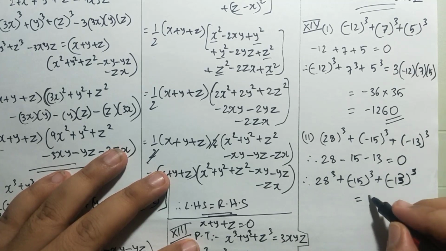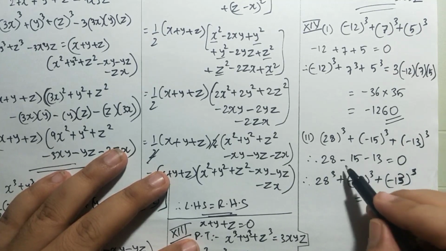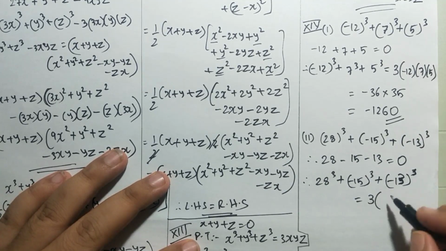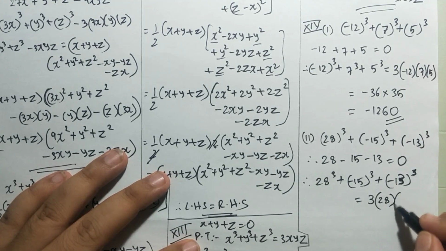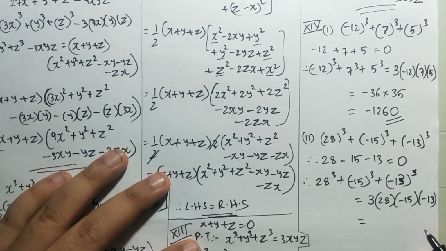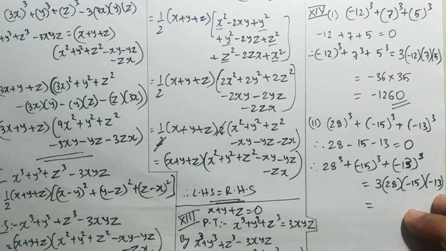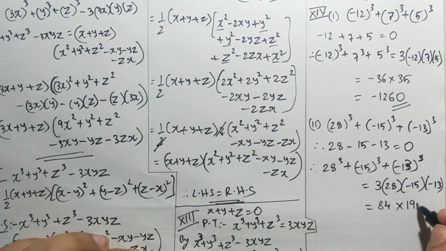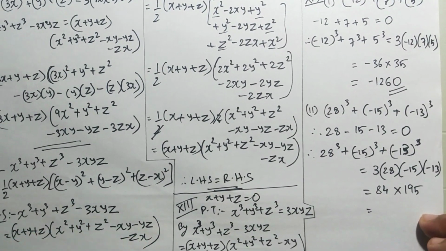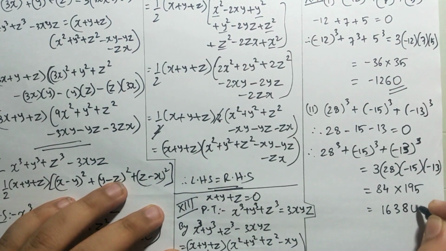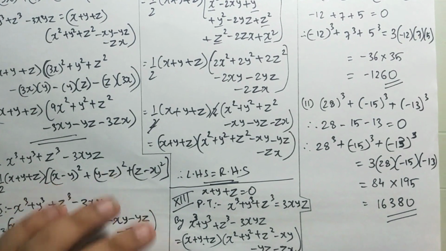Therefore, 28 cube plus minus 15 cube plus minus 13 cube would be equals to 3 multiplied by, if x plus y plus z is 0, then x cube plus y cube plus z cube is 3xyz. So 3 multiplied by 28 into minus 15 into minus 13. If you multiply them, you will get the answer. This will become 84 multiplied by 195. Minus minus will become plus. So the final answer would be 16380. This is your final answer.